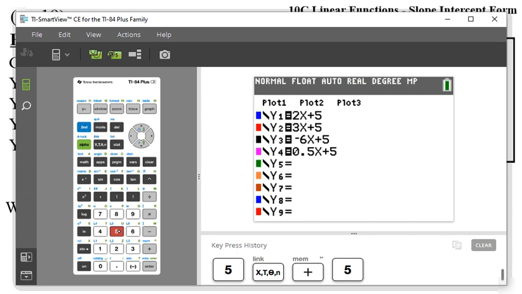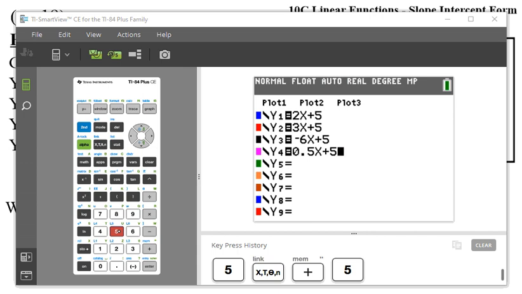Looking at those 4 lines, what do you notice about those 4 lines? Well, we have the same plus 5, plus 5, plus 5. And what is that in our slope intercept? That's our intercept. We can see on this that our slope is different for each equation, but our y-intercept is 5. Every one of these lines should be going through the y-intercept at positive 5.